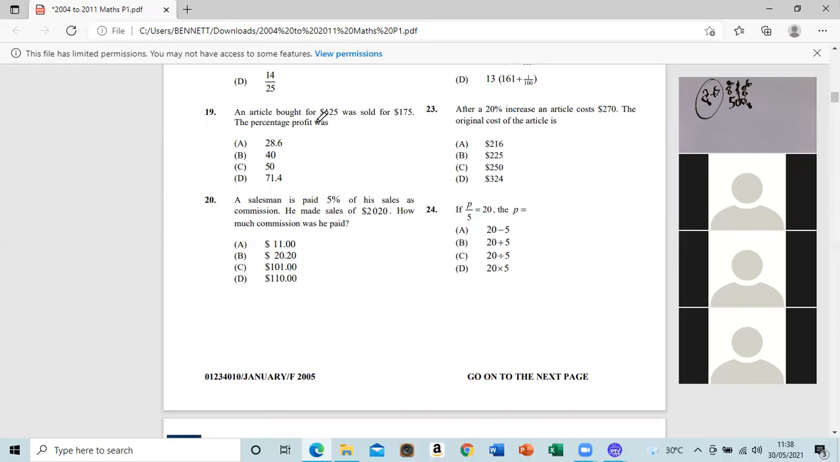All right, an article bought for 125 was sold for 175. The percentage profit was? So you bought an article for $125 and you sell it for 175. How much money do you make from that? Sir, 50. $50 you make, right? So 50.